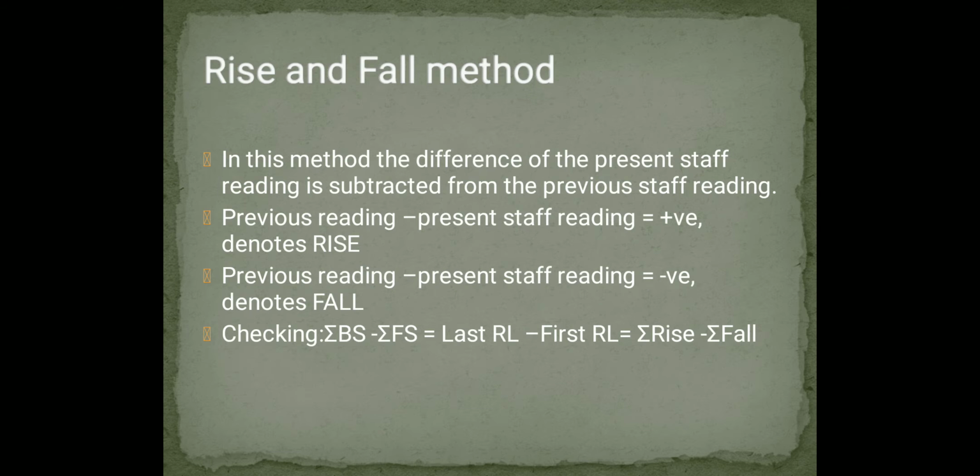Next is the rise and fall method. In this method, the present staff reading is subtracted from the previous staff reading. If the difference between the previous reading and present staff reading is positive, it denotes rise, and if it's negative, it denotes fall. Checking is done as summation of backsight minus summation of foresight is equal to last RL minus first RL, that is equal to summation of rise minus summation of fall.